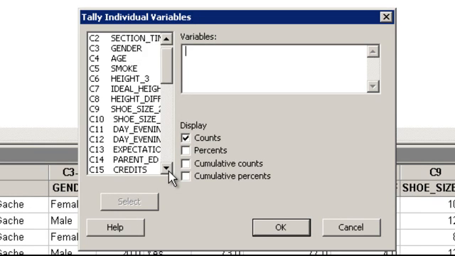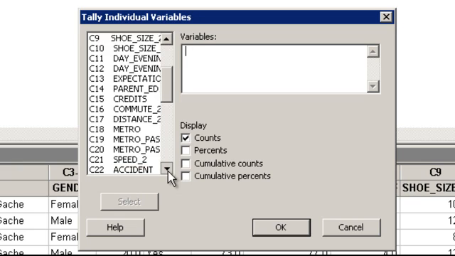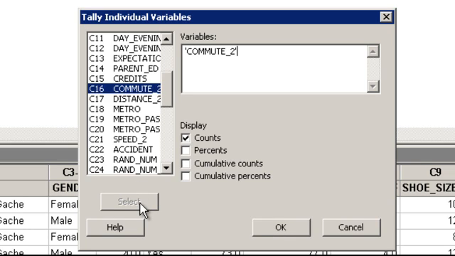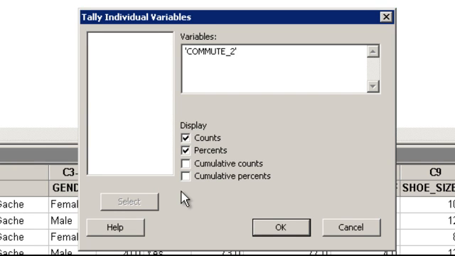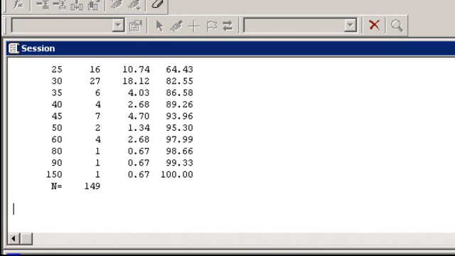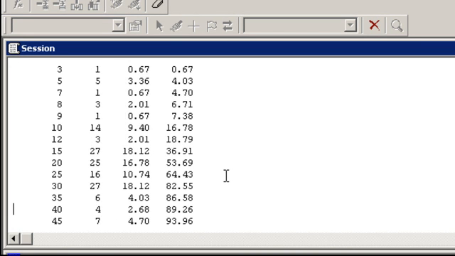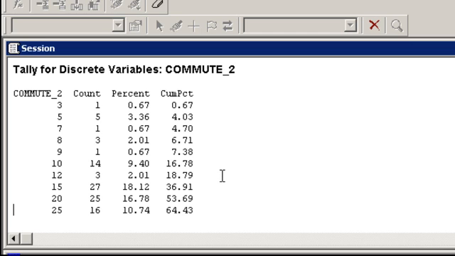Now we're going to pick a variable that is quantitative. So we're going to look at commute time, which is commute underscore 2, C16. We select it, and we'll look at the counts. We also would like to look at the percents, and then let's look at the cumulative percents. Okay, hit OK. And in the session window, we see that Minitab has computed a frequency table.